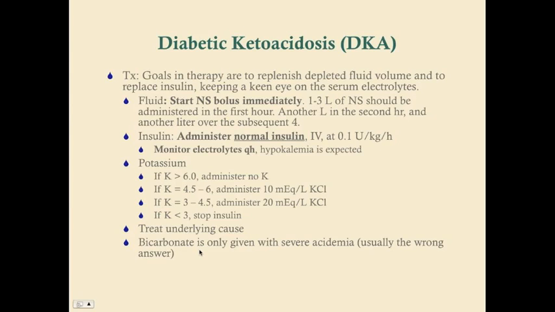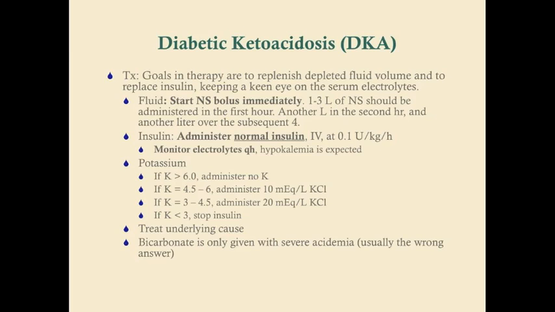And then something that the USMLE likes to throw at you is, do you want to treat the patient with bicarbonate? And let's say the patient has an acidemia and they're 7.15. No, you're not going to treat them with bicarbonate. You're going to treat the underlying cause, and that should treat the acidosis. Now, at times you will give bicarbonate, but I would say on the USMLE, it's almost always the wrong answer.